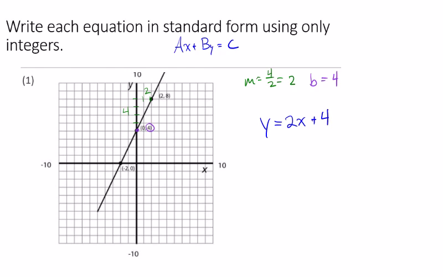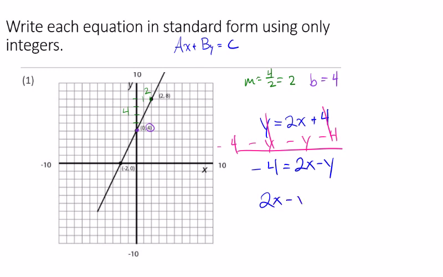And then just like the last problems we've had, we can just convert that to standard form, keeping our x on the right in this case, keeping it positive. So I'm going to subtract y from both sides and subtract 4. And we get negative 4 equals 2x minus y, or 2x minus y equals negative 4. There we go. All right, so kind of combining a couple of questions that we've done.